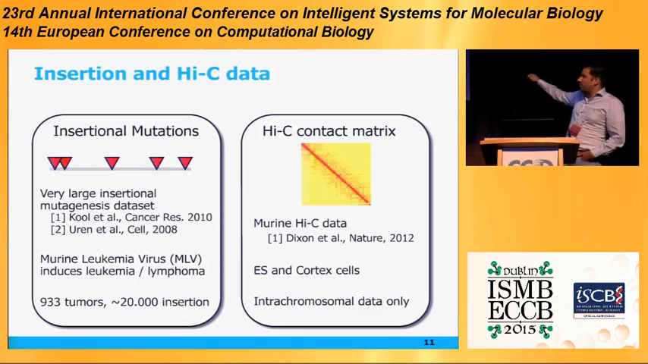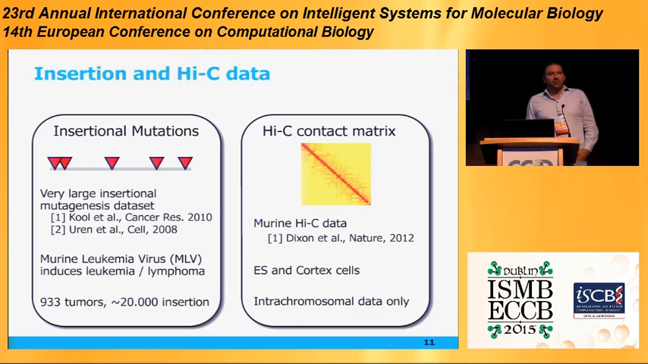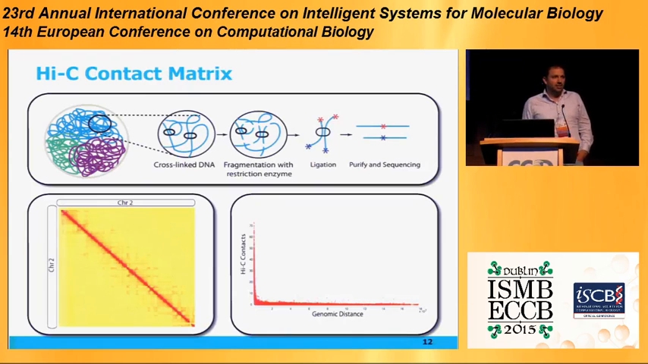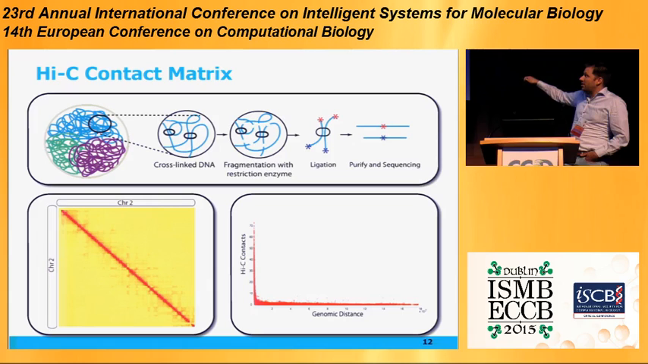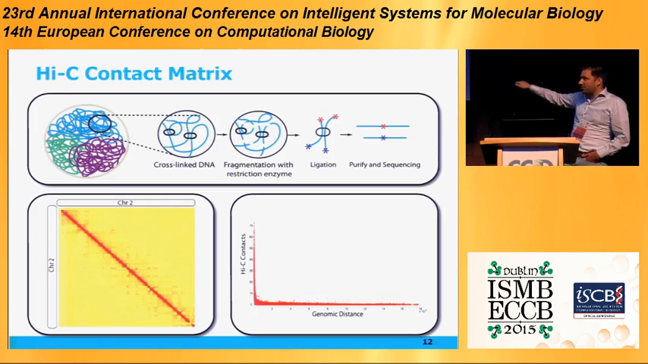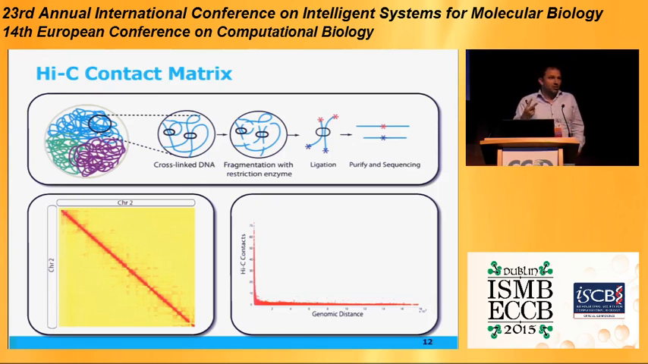And we combined those data with Hi-C data that we obtained from Bin Ren's lab, actually from the previously published paper by Dixon et al. It measured Hi-C contacts in ES cells and in cortex cells, and we only used the intrachromosomal data in this case. Just to refresh your memories, what does Hi-C measure? It measures DNA-DNA interactions by cross-linking the DNA, fragmenting, ligating, purifying, and then sequencing, and then mapping those to the genome. Then you get this contact matrix, where for any two loci in the genome, you can measure how frequently they were in contact with each other.